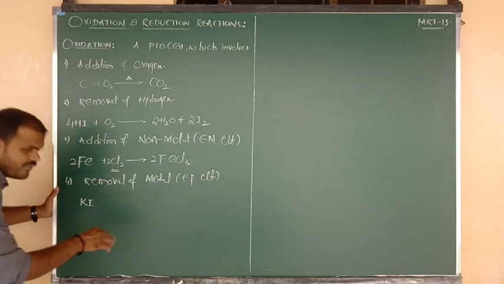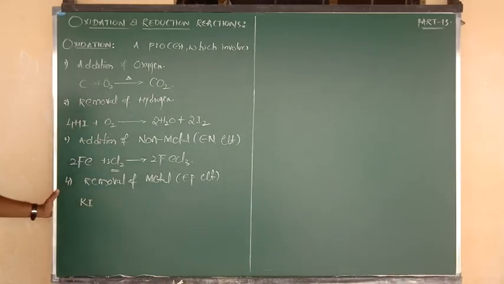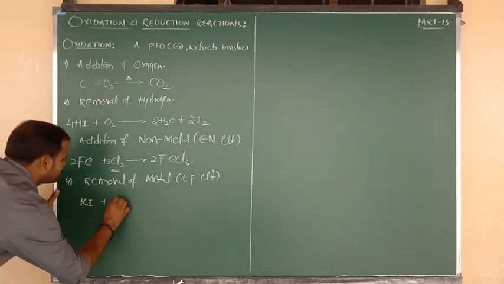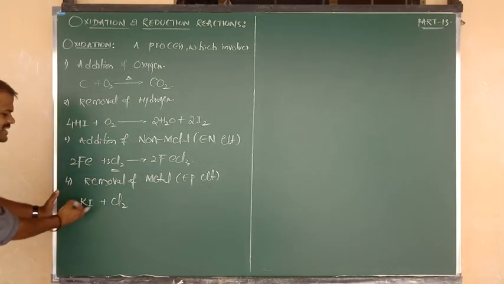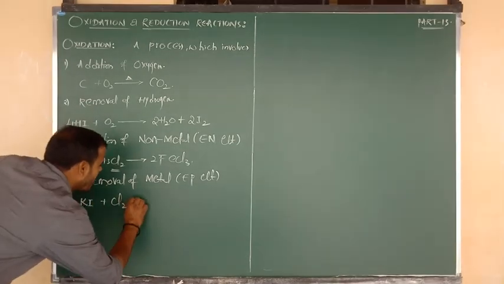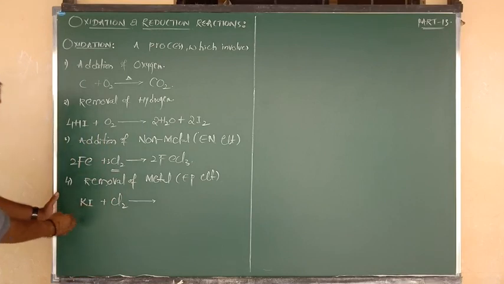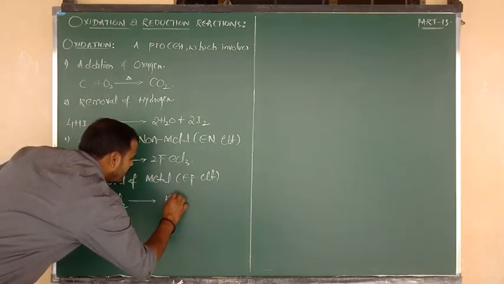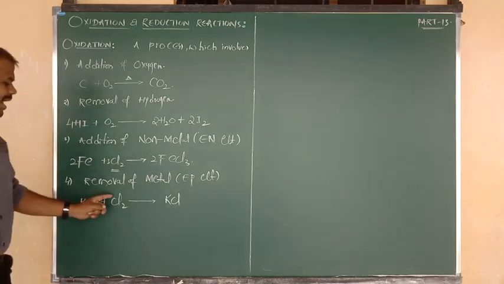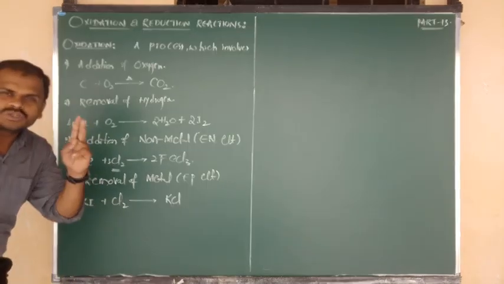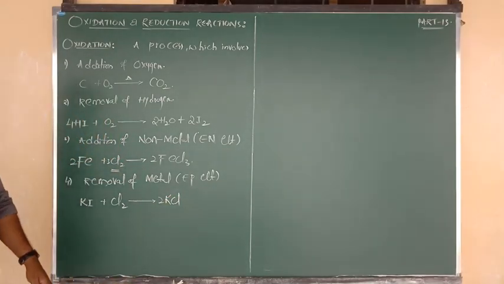For the purpose of removal of potassium from KI, we have to take the help of chlorine, because metal can combine with non-metal. Metal is potassium, non-metal is chlorine. Now we are going to get the product. 2 chlorines are there. Chlorine combines with potassium and goes to be removed in the form of KCl, potassium chloride. But here how many chlorines are there? 2 chlorines are there. I am going to write here 2 moles of KCl.